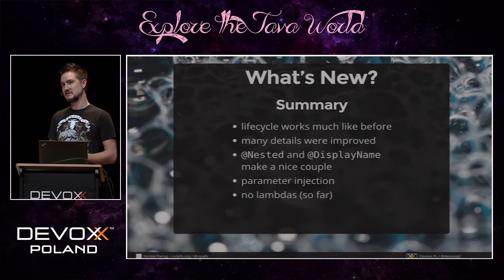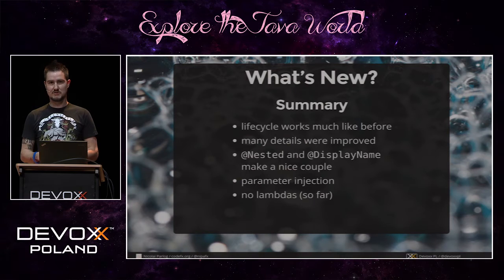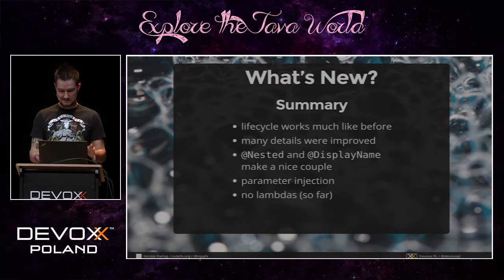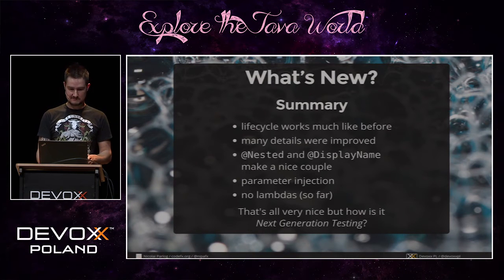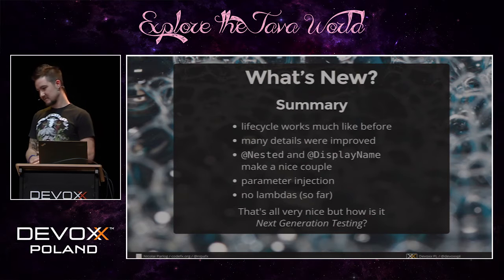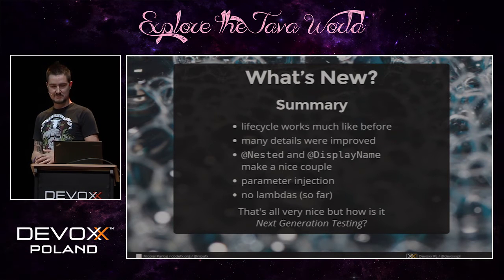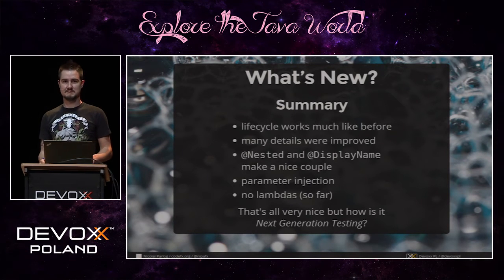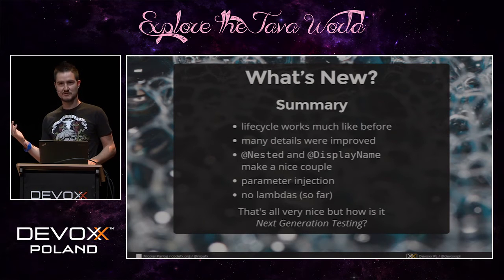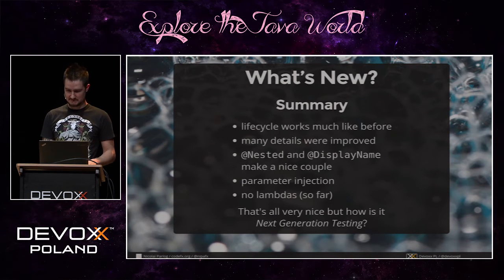And we haven't seen lambdas so much. So it used to be called JUnit lambda. So where are the lambdas? See that now. And I also said the title of the talk is called the next generation testing. This is lame, right? I mean, it's a nice improvement, but how is this next generation?